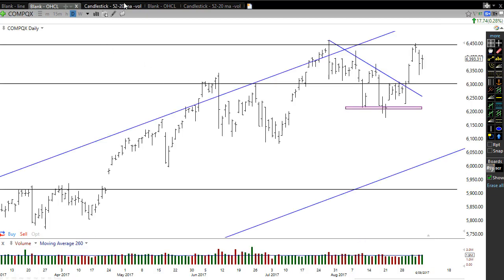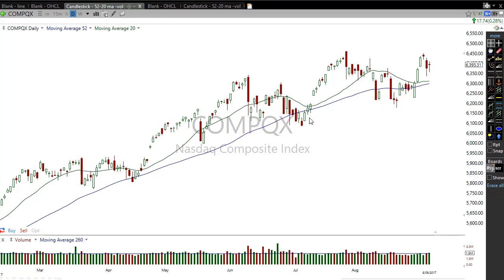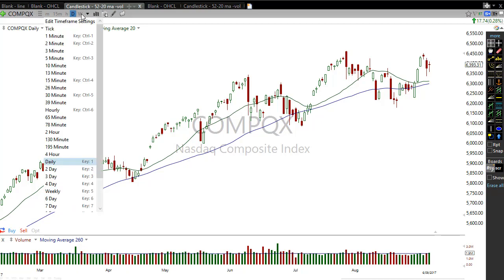And same for the Nasdaq as well. Going back to my candlestick chart now, guys, you can see based on what the candles are showing, what the charts are showing, we're in this really sideways movement, aren't we?